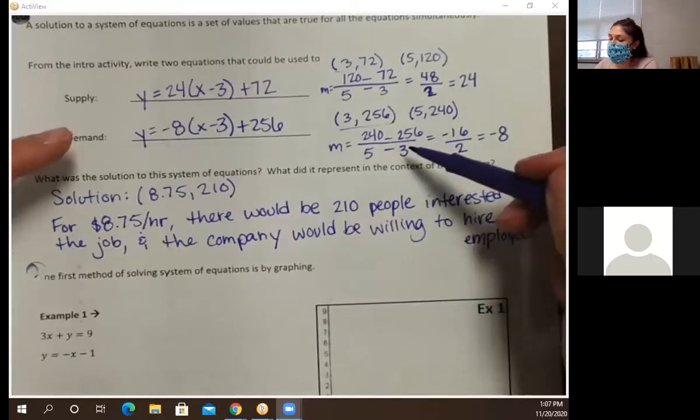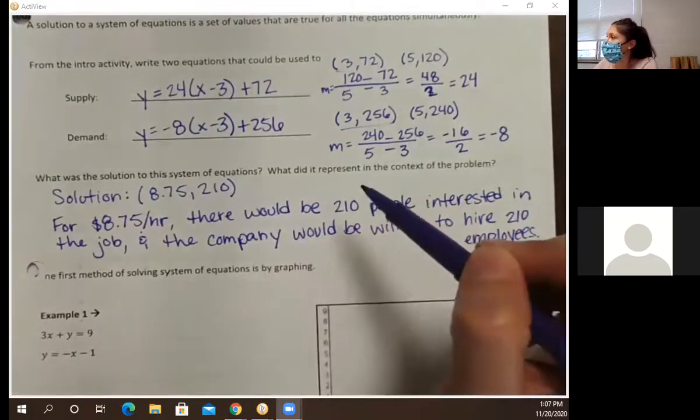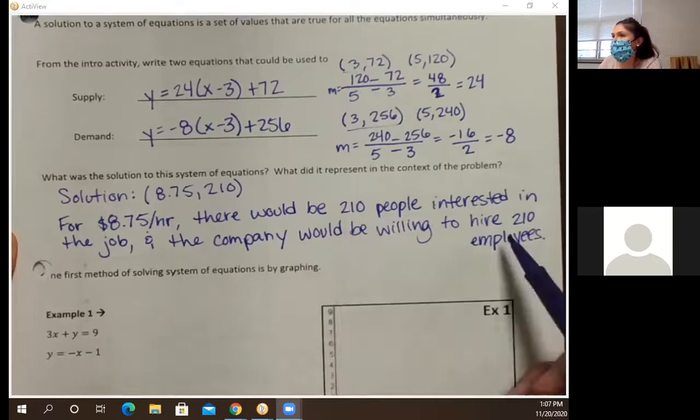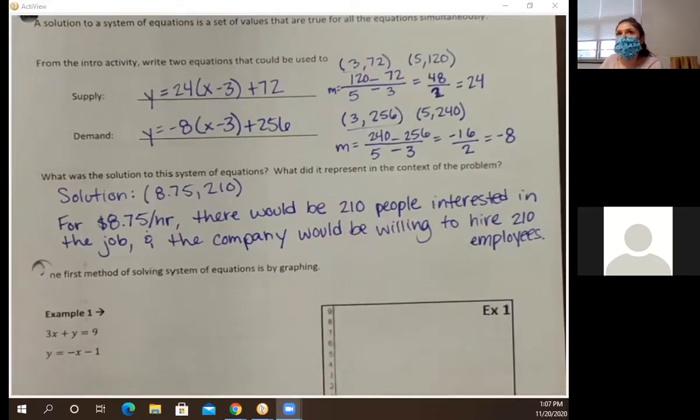So a system of equations and our solution and what that solution means. Questions for me?